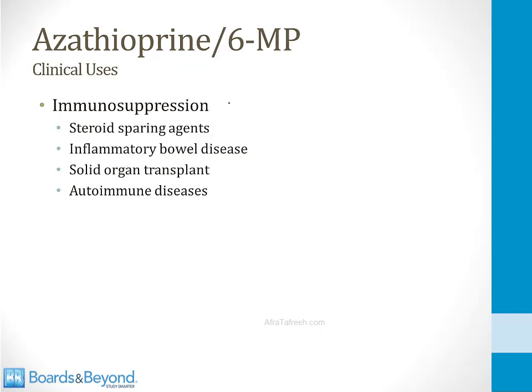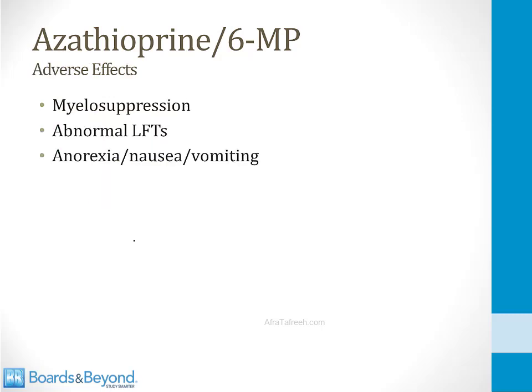Azathioprine and 6-MP are usually not used as chemotherapy agents. They are used for immunosuppression. Just like methotrexate, they are steroid-sparing agents that can be used to wean patients off of steroids. They're often used in inflammatory bowel disease. They can be used to prevent rejection in solid organ transplant patients. They're also used in many other autoimmune diseases. The major adverse effects of these drugs are nothing special. They can cause myelosuppression, they can cause abnormal LFTs, and they can also cause GI upset.